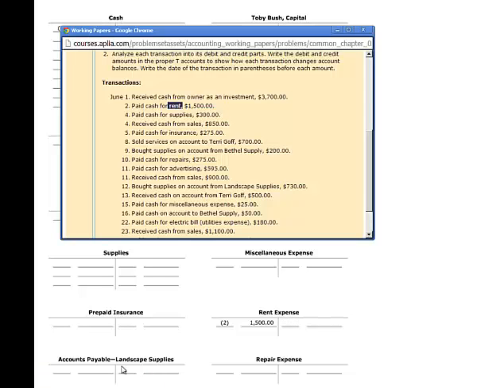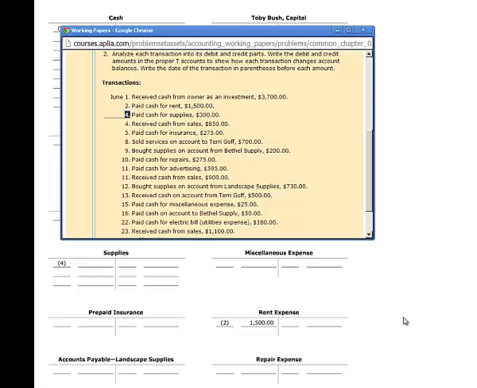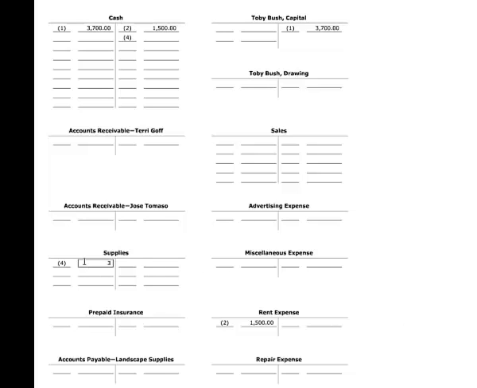So let's do one more and then I'm going to set you on your way. Paid cash for supplies, $300. We're paying cash again. Cash is going away, therefore cash is our credit, which means supplies must be our debit. Notice it's the 4th and not the 3rd, so make sure you use the right numbers. So I'm going to put a 4 here, and I'm going to put a 4 here, and I'm going to go ahead and find my number. It is $300, so I'm going to put a 300 in here, and a 300 in here.